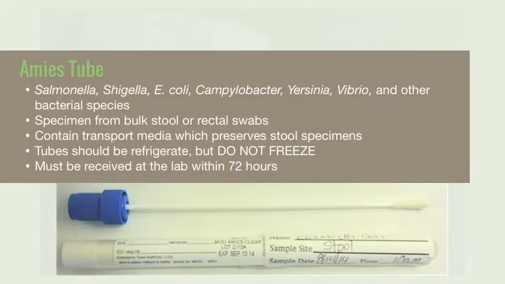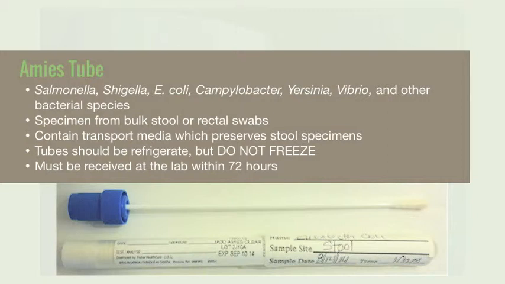The Amies tube is used to collect stool for culture of Salmonella, Shigella, E. coli, Campylobacter, Yersinia, Vibrio, and other bacterial species. Amies swabs can be used to get a specimen from the bulk stool or in some situations for rectal swabs. Amies tubes contain transport media which preserves stool specimens.